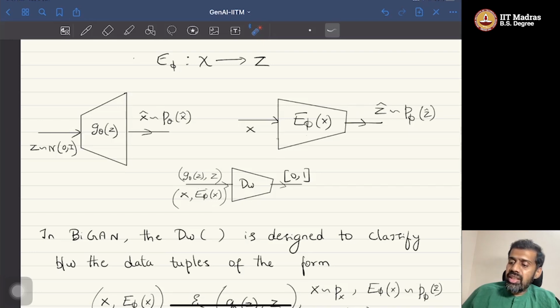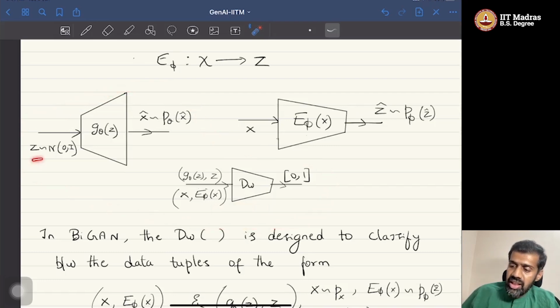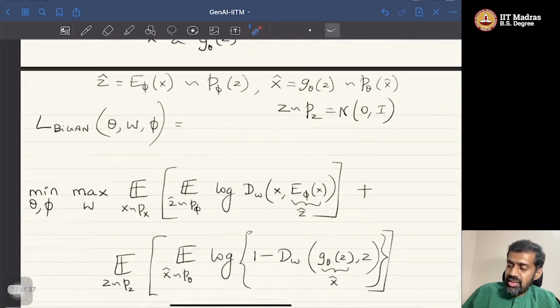Here the g theta network and e phi network are trained simultaneously using the discriminator, where one gradient passes through the generator network using z and x cap. There is another gradient pass that passes through the encoder network using x and z cap. That is how the bidirectional GAN is trained.